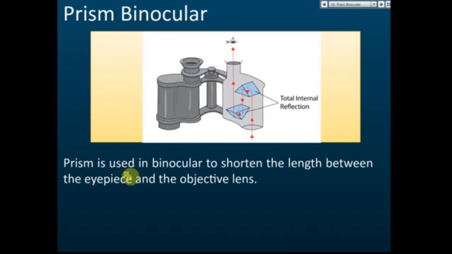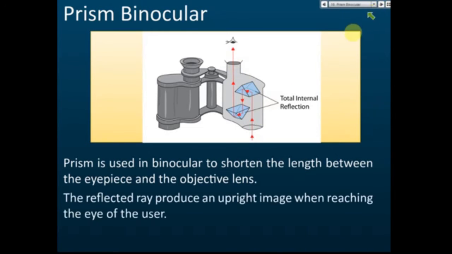So prisms are used in binoculars to shorten the length between the eyepiece and the objective lens. This is the eyepiece, this is the objective lens. The reflected ray produces an upright image when reaching the eye of the user. So by using this total internal reflection, you will get an upright image. With a normal telescope, you will get an inverted image, but after the reflection, you get an upright image.